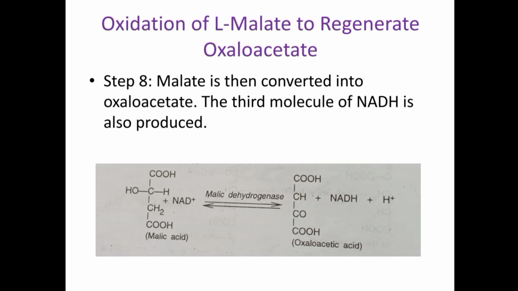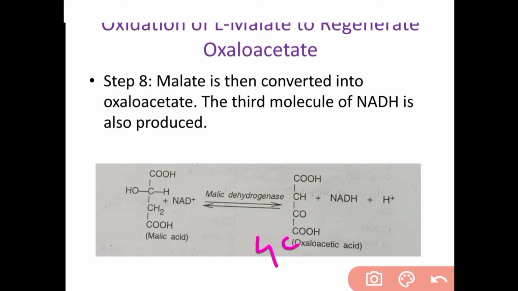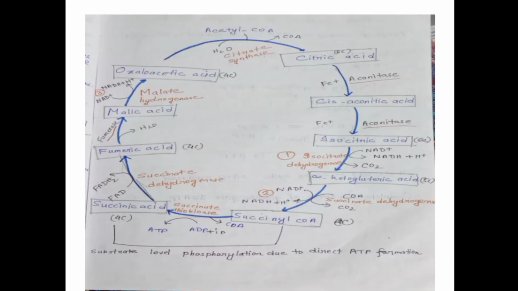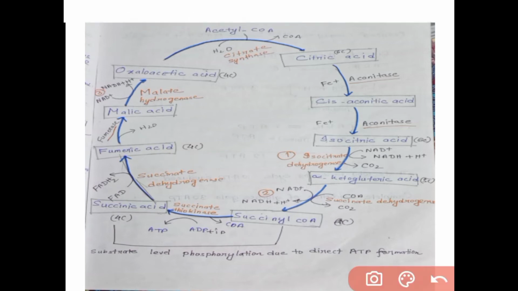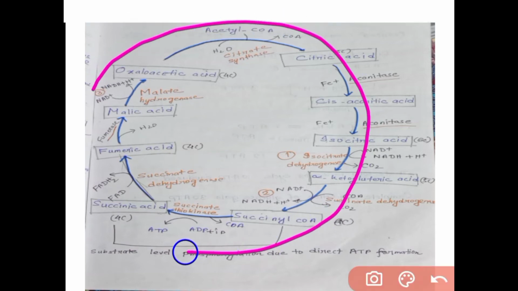Malate is then converted to oxaloacetate. Here also it is a 4 carbon molecule, and the third molecule of NADH is also produced. Here the enzyme involved is malic dehydrogenase. Here you can see the whole pathway in cyclic manner.